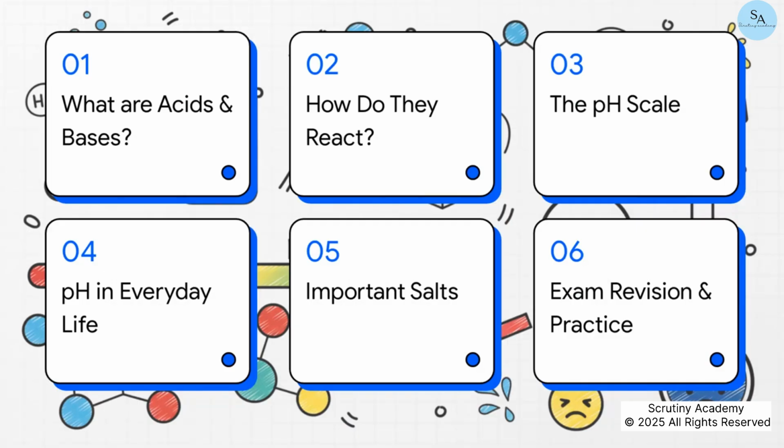We'll start with the basics, what acids and bases even are. Then we'll check out how they react, learn to measure their strength using the pH scale, and see how this all pops up in our daily lives. After that, we'll look at some really important salts and wrap it all up by tackling a real board exam question together. You ready? Let's jump right in.